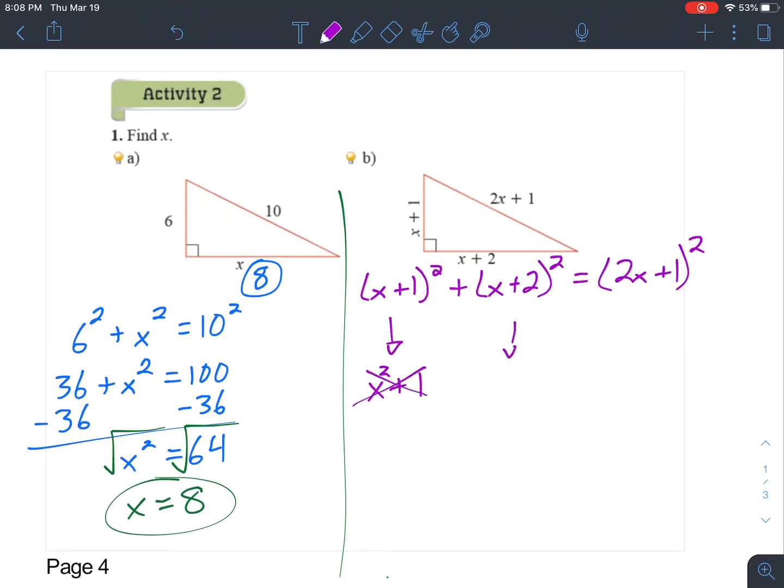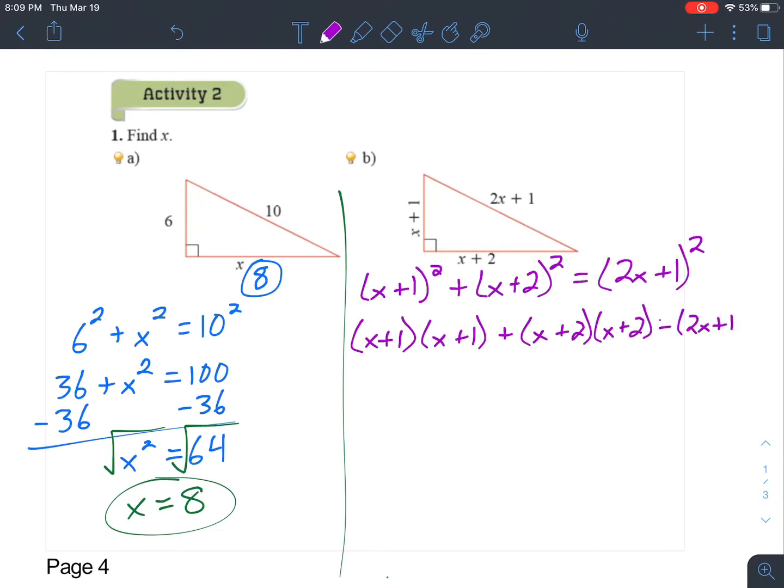Now we have to be careful when we square these. This first one is not x squared plus 1. This one is not x squared plus 4. This one is not 4x squared plus 1. That is not how we square binomials. Instead, what we're supposed to do is FOIL each of these. So it may be useful to write them out the long way just to make sure that we're doing it correctly.